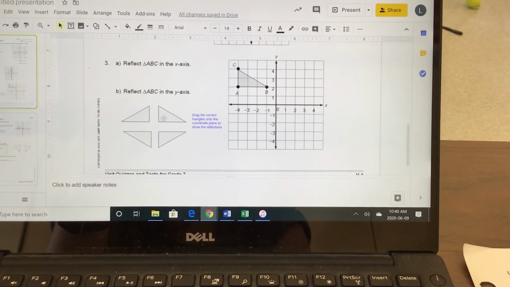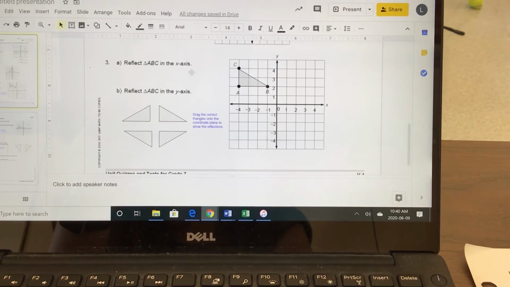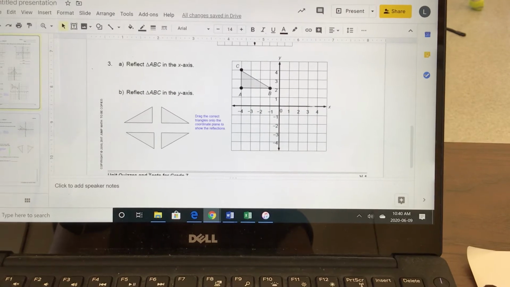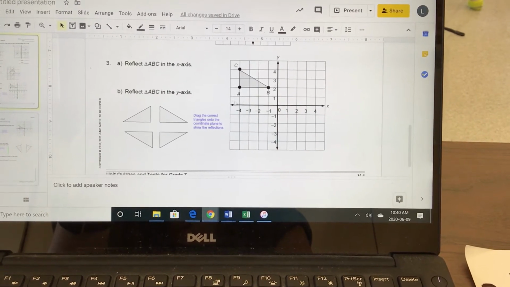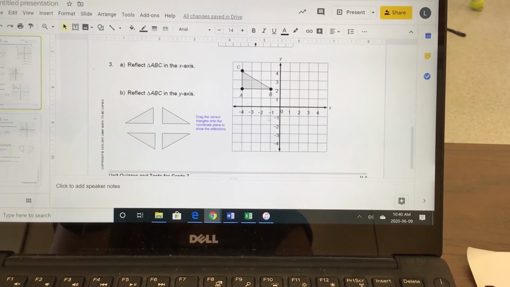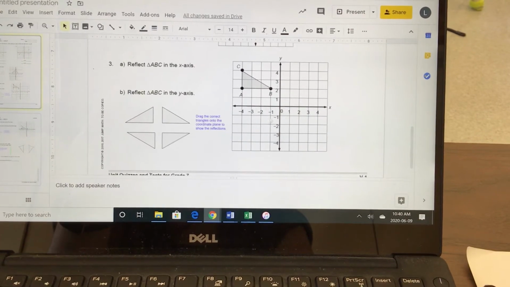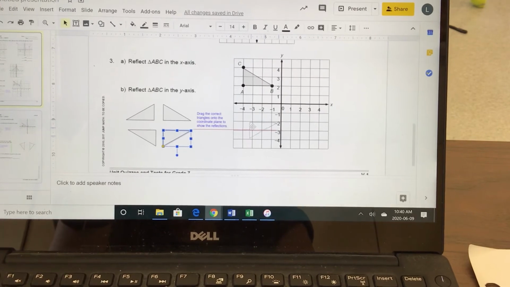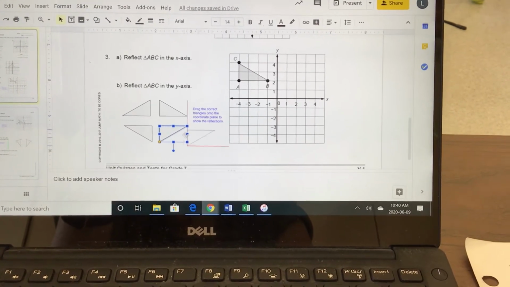For question 3, you are reflecting triangle ABC in the x-axis. So here's your starting triangle. If you're reflecting in the x-axis, it has to cross that line. So you need to see what kind of triangle you need, and then you could choose the right one. So if you think you need one like this, you can go and put it in the right place.